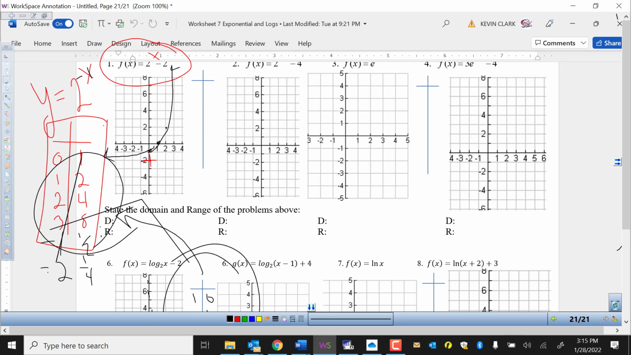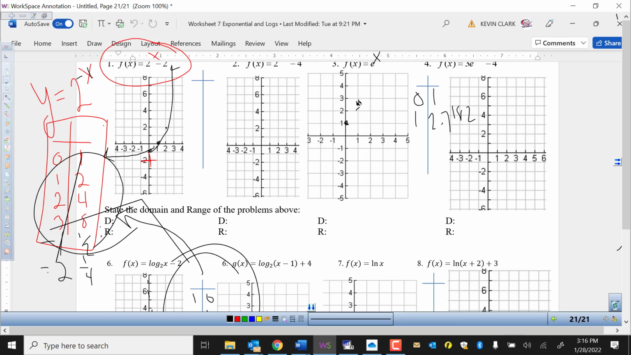Now, similarly, let's go back up to e to the x. E to the x is the exponential base e, which is 2.71828. Hopefully you learned about that in Algebra 2. So you plug in 0. E to the 0 is 1. You plug in 1. Instead of 2, you get 2.71828. But we just kind of rounded it off to 2.7. So 0, 1. 1, comma 2.7.